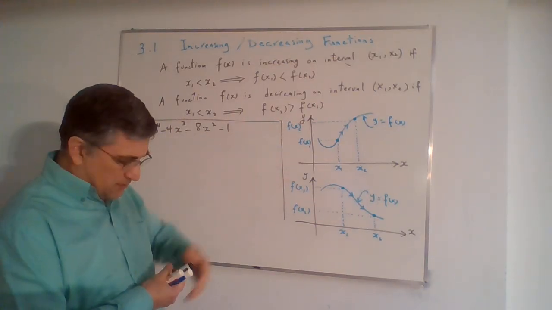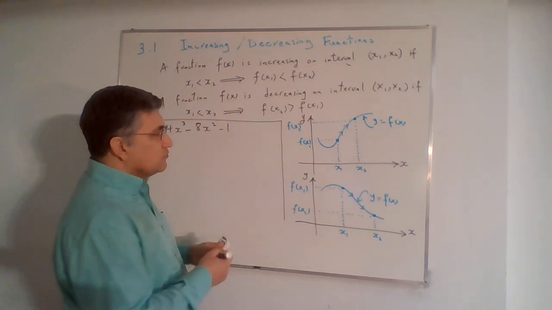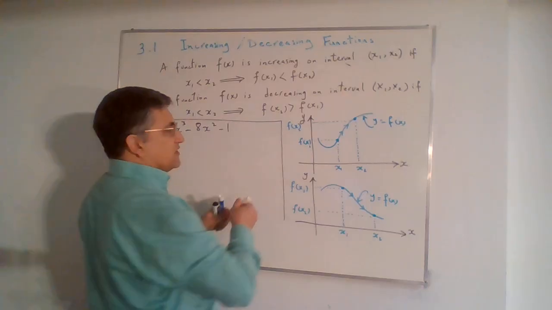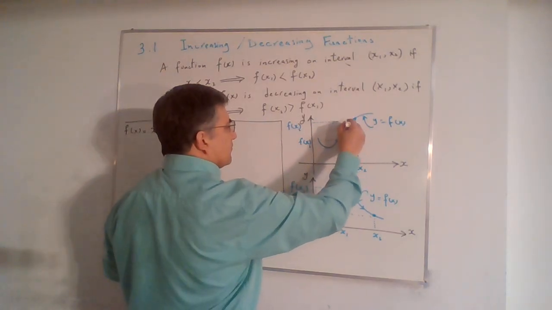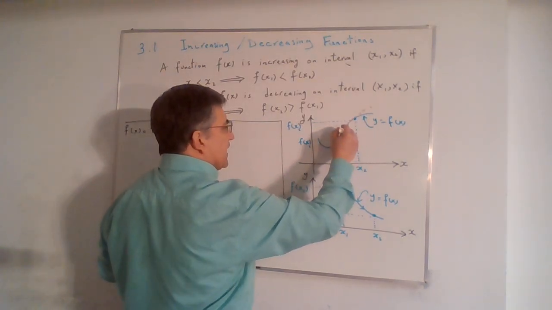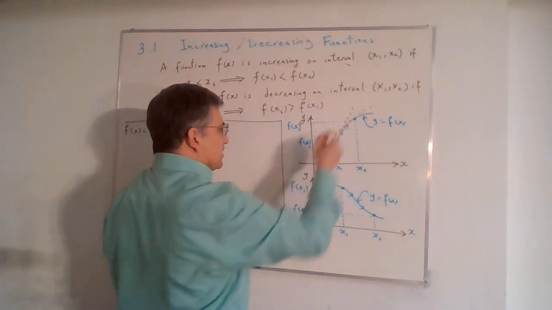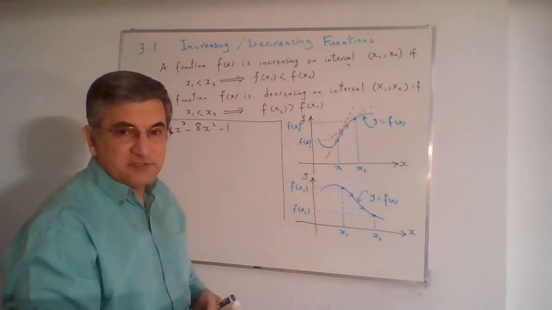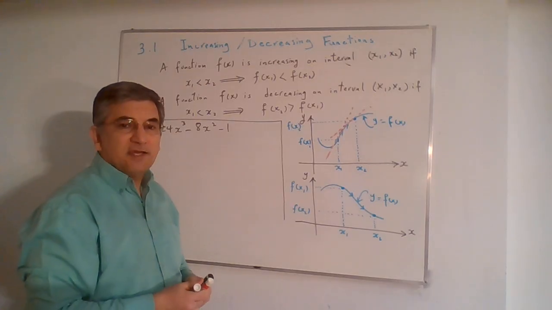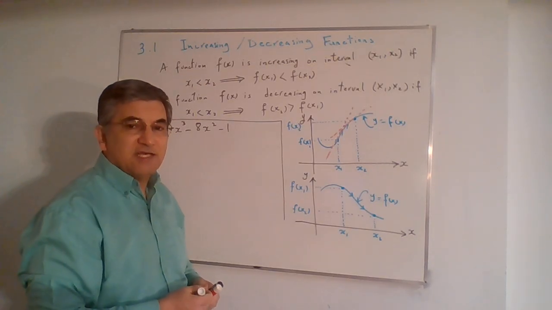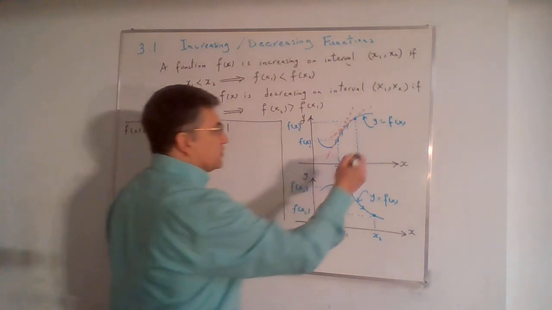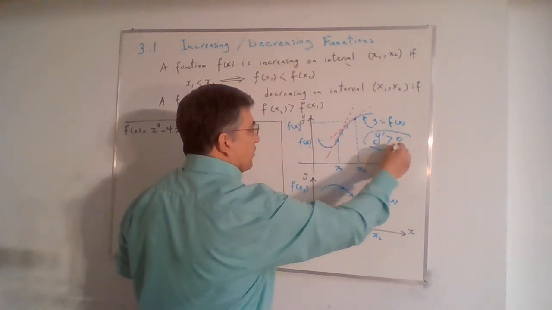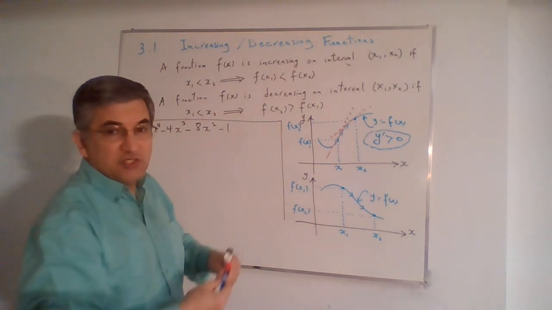Now, what is interesting about these is that if you draw tangent lines at different points, let's say I draw a tangent line somewhere here, all these tangent lines, you would see that they are rising from left to right, which means that their slope is positive. And slope is determined by the first derivative in calculus, as you very well know. So this means that y prime is actually greater than 0 whenever the function is increasing.